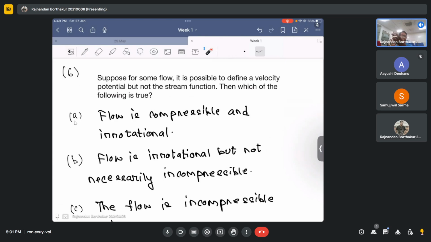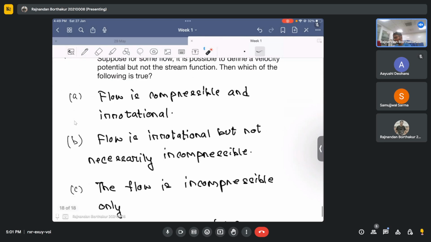It will satisfy the incompressible part of the continuity equation, which is divergence of velocity is 0, and the flow would thus be incompressible. But if you cannot define the stream function, the flow is not necessarily incompressible. But if you are defining a velocity potential, the flow has to be irrotational.